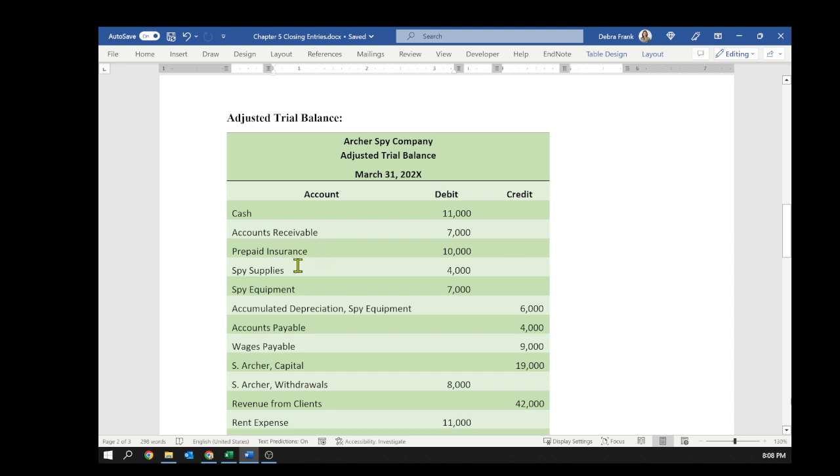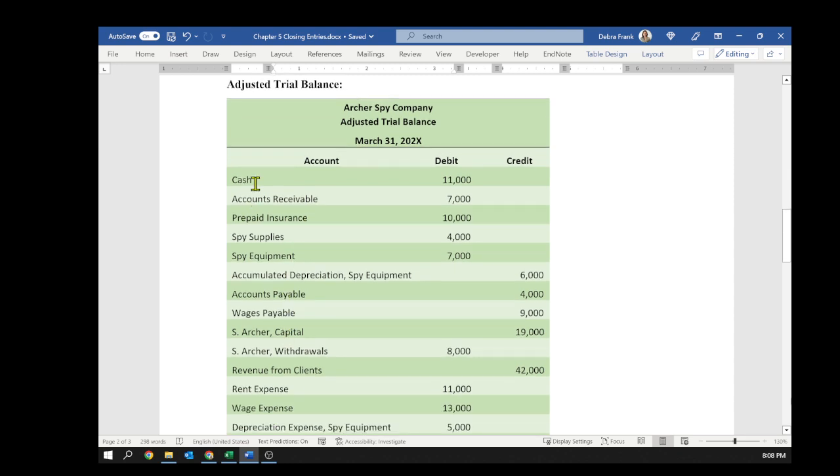So we have all these items here, and we just learned permanent accounts are real accounts that just stay. They're going to keep accumulating their balances each accounting period, so those will stay all the way down to capital. Our withdrawals is one that we're going to close out. So we're going to close out this withdrawals.